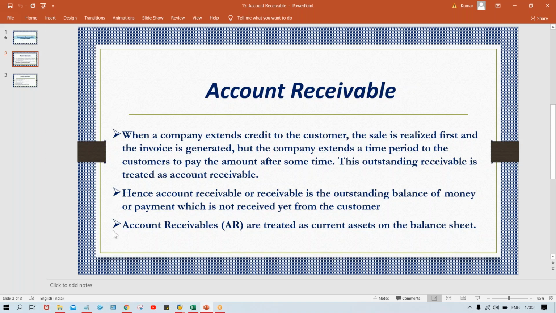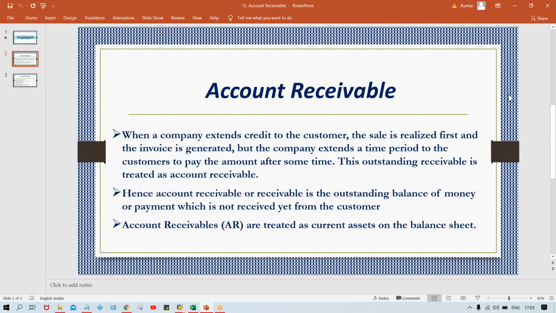So the simplest definition is, look at here: account receivable, or receivable, is the outstanding balance of money or payment which is not yet received from the customer. We have made the sale and the payment is not yet received. Whatever those credit sales are, of course we are receiving those amounts in future. That is called your receivable. It means yet to receive. This is going to be treated as your asset, right? Look at here, account receivable is treated as a current asset on the balance sheet.